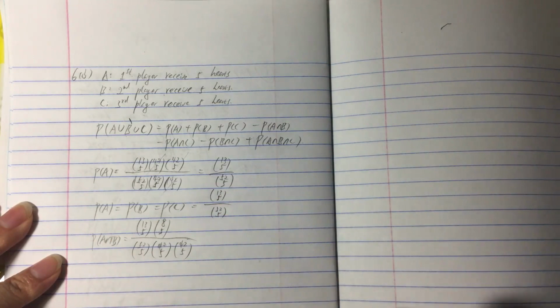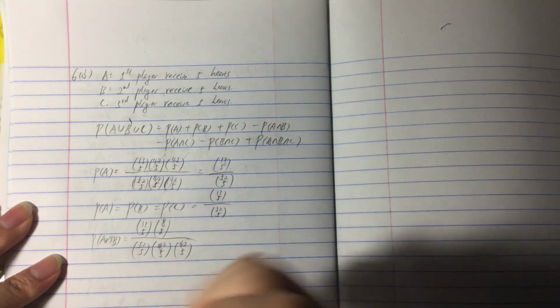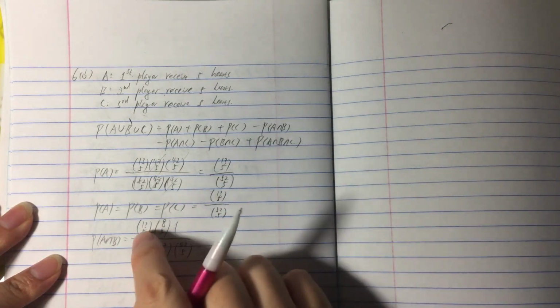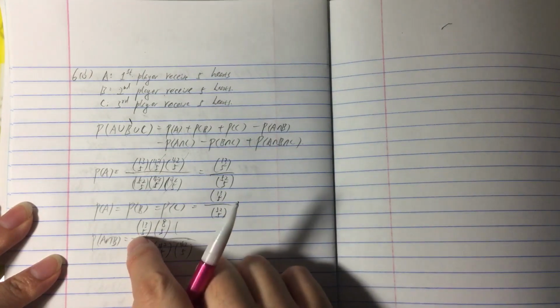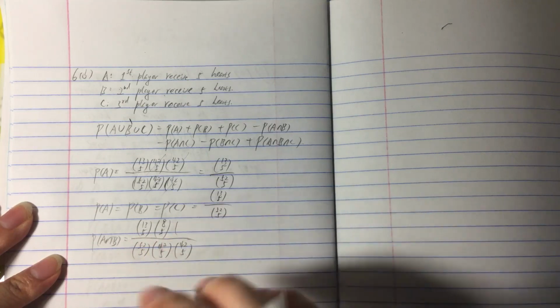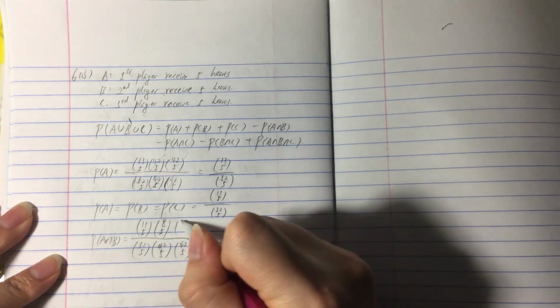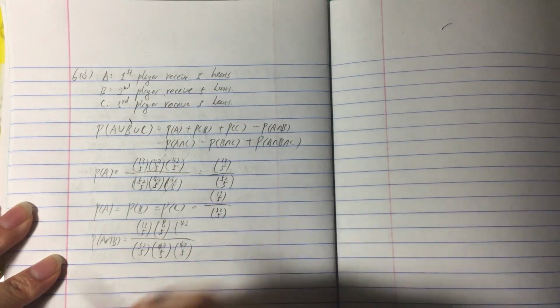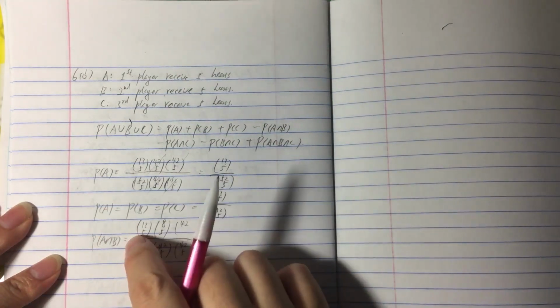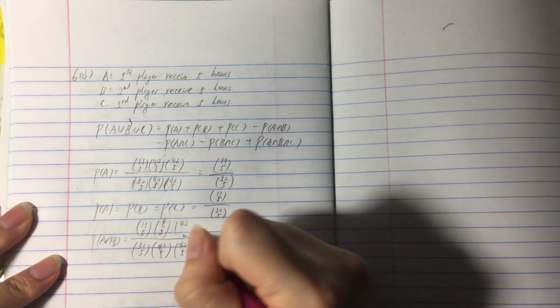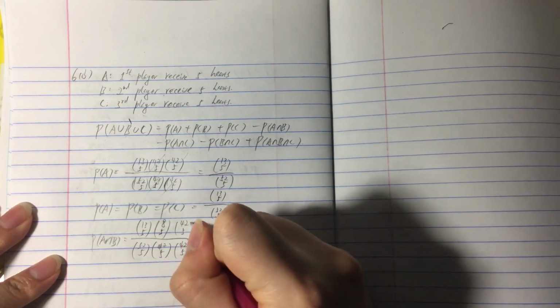But we don't care about the third player. The third player may or may not receive hearts. Since the first player chooses 5 hearts and the second player chooses 5 hearts, there are 52 cards in total. Since they already picked 10 cards, there are 42 cards left for the third player. The third player may or may not receive hearts. We don't care. So he chooses 5 cards out of 42 cards.